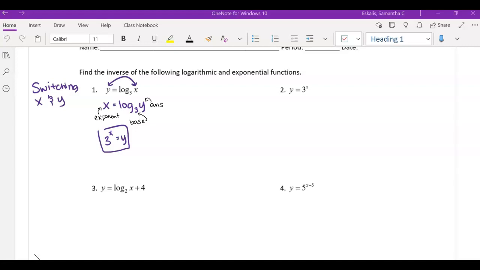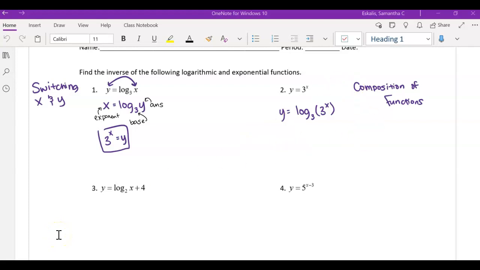Number 2 is y equals 3 to the power of x. Well, we just solved for the inverse of it, right? So we're going to use composition of functions now to verify that y equals 3 to the power of x is the inverse of y equals log base 3 of x. So since in the last problem we said y equals log base 3 of x is the inverse of 3 to the power of x, we're going to plug in 3 to the power of x into the function log base 3 of x. So now this is what we have.